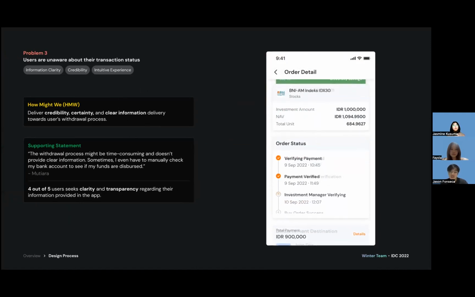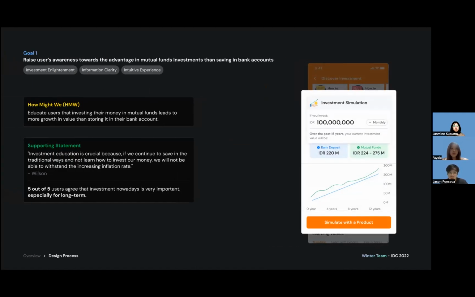their funds are safe. Other than problems, we have goals. First is to enhance user understanding of the advantage of mutual funds investment can lead to higher value growth than storing it in their bank account. Our proposed solution provides deposit savings and mutual fund investment comparison based on amount and frequency, and also possible to simulate using a preferred product.